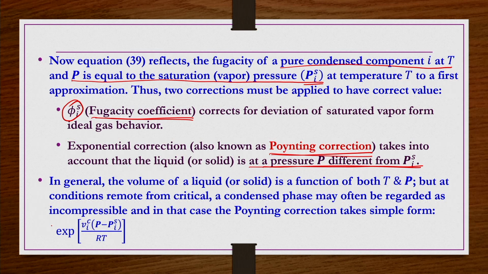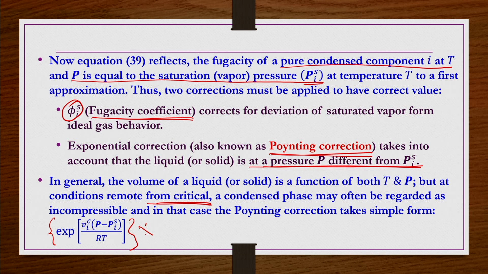Okay. So, this is known as the Poynting correction. This is true only if the operating temperature and pressure are remote from the critical conditions. If the operating temperature and pressure conditions are away from the critical conditions, then we can say that V_i^C is independent of the pressure, or the condensed phase is a kind of incompressible phase. So we can say V_i^C is independent of pressure. Then we can straightforwardly integrate that equation, and we have this Poynting correction in this form.